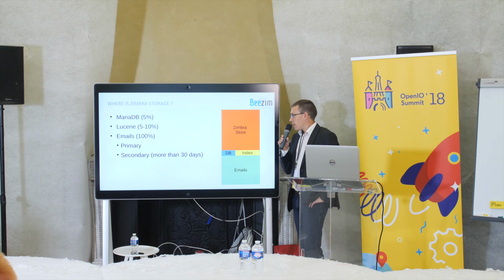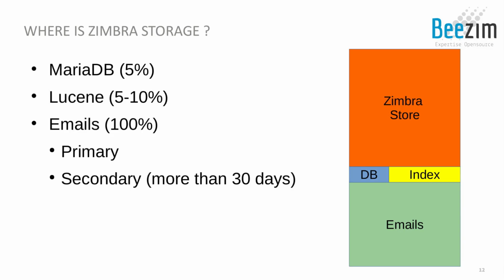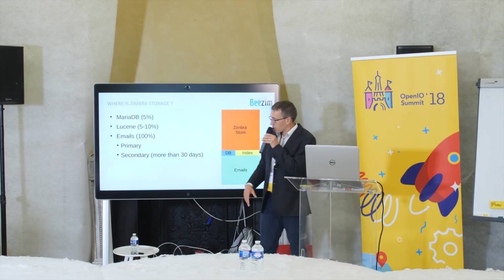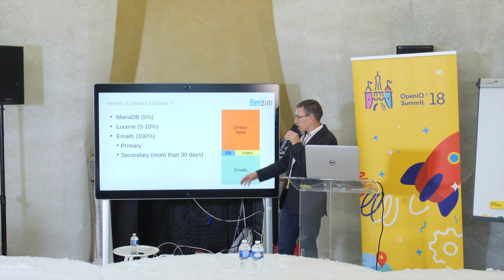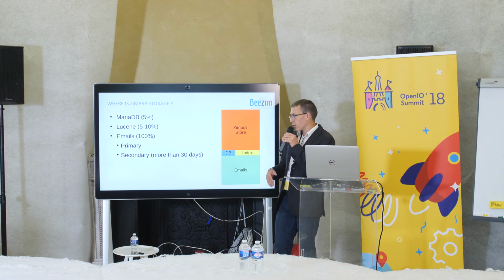Today, Zimbra storage is based on 3 different things. The first one is the database. The database will contain metadata of all the information that is stored in emails, contacts, appointments, etc. There is an index, which is based on the product Lucene. The index will have all the indexing information of emails, and it will allow the user to search in emails and to have answers immediately.